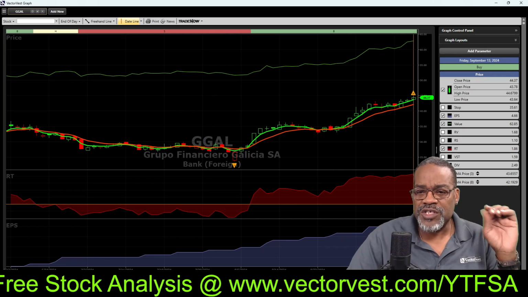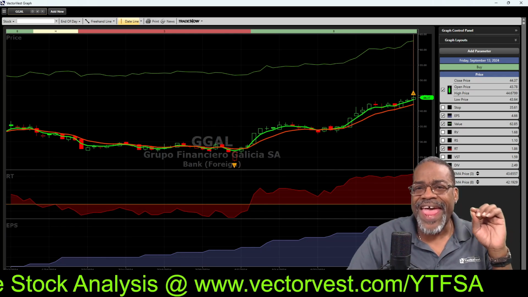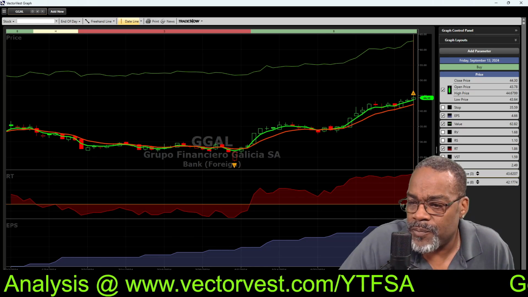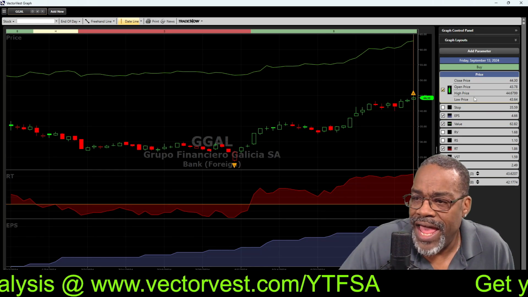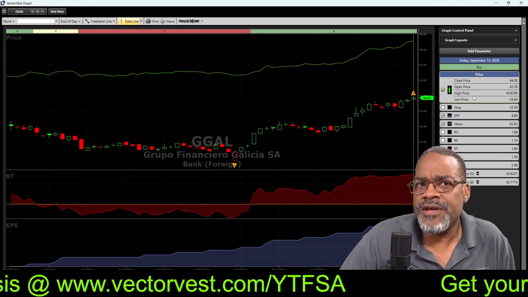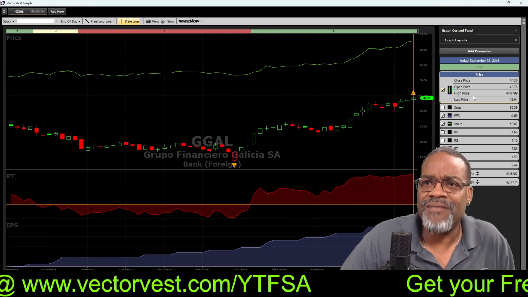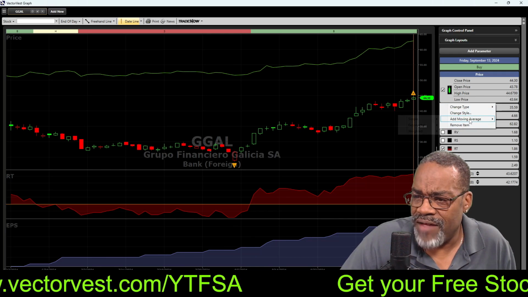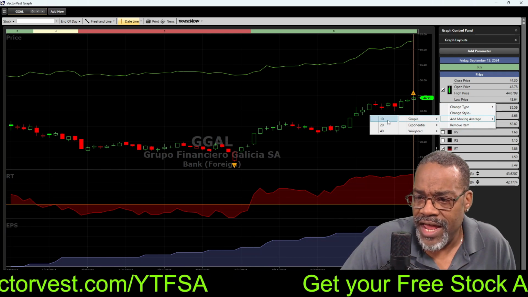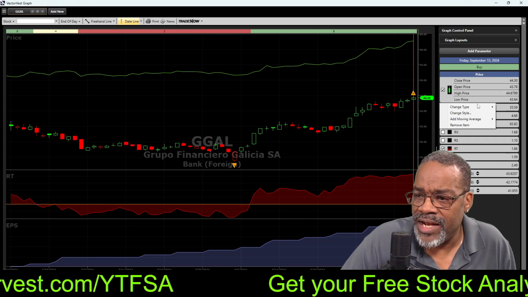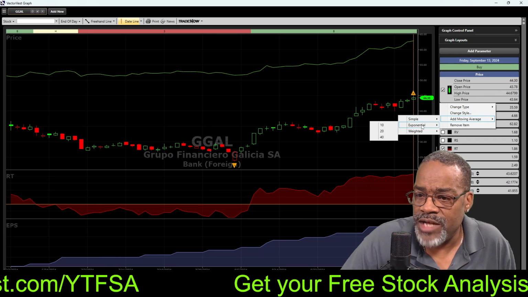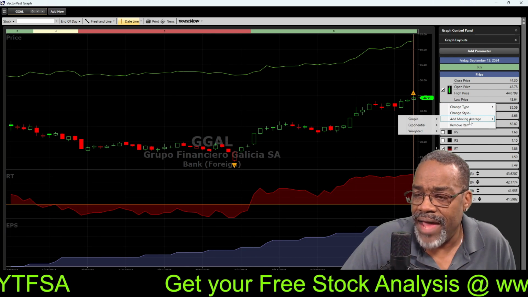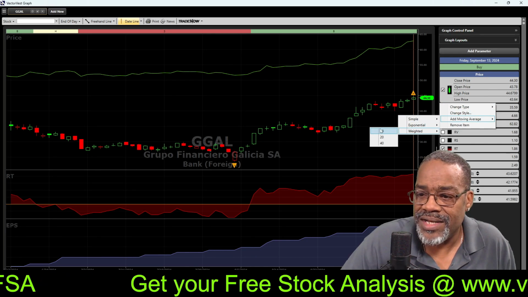Now, the first layout I have is looking at the 3 and 8 exponential moving averages. Now, I'm going to take those off for a second, and I'm going to tell you the difference of the 3 different types of moving averages we have. We have exponential, we have simple, and we have weighted. I'm going to add a moving average, and I'm going to put a simple 10. I'm going to click on price again, add moving average, exponential 10. I'm going to do it one more time. Click on price, add moving average, weighted 10.